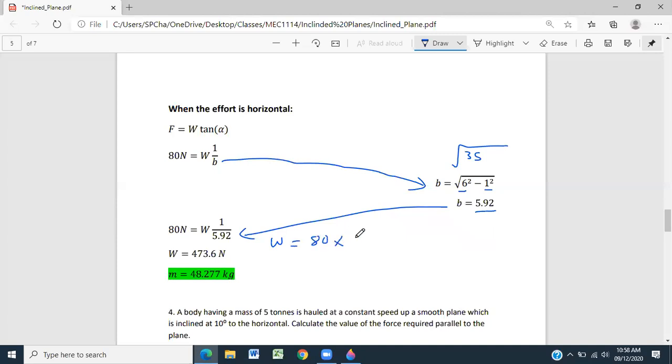So we end up with W equal to 80 times 5.92. And that should give us 473.6 newtons. Again, solving for mass, we divide by the gravitational constant, divide by 9.81, and we end up with 48.277 kgs.